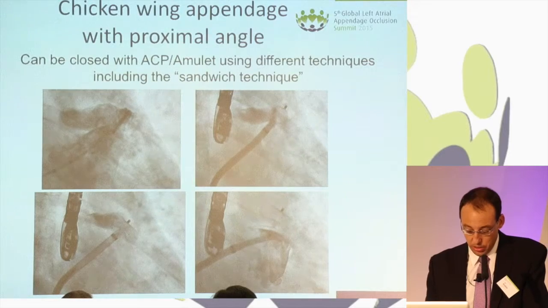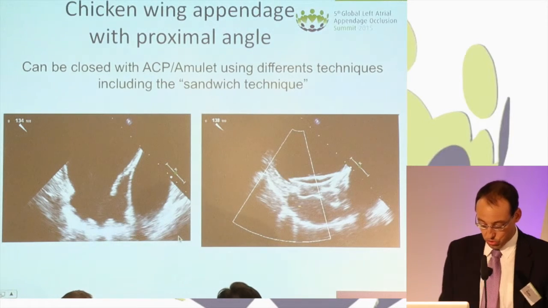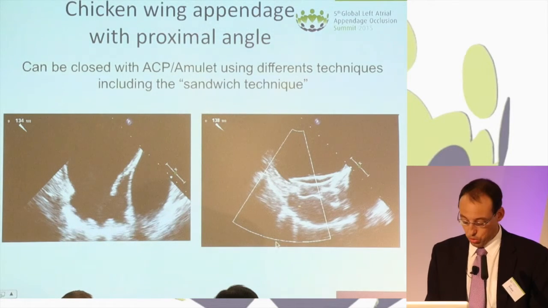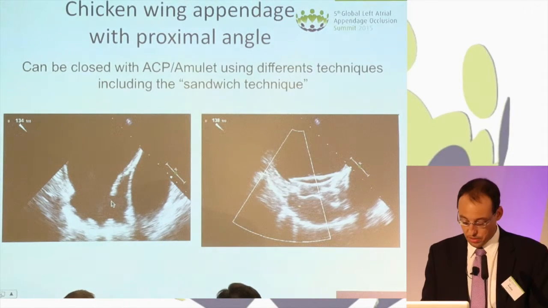This is something that I demonstrate here on the angio, but you can appreciate it also here on echo. So we have your chicken wing appendage, and in this case, using the sandwich technique, you deploy the lobe in the distal part of the appendage and then deploy your disc over the orifice.